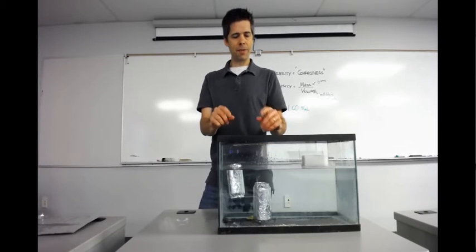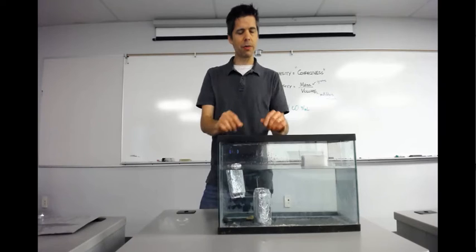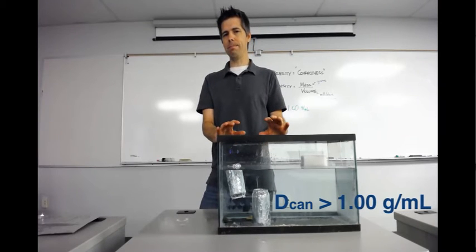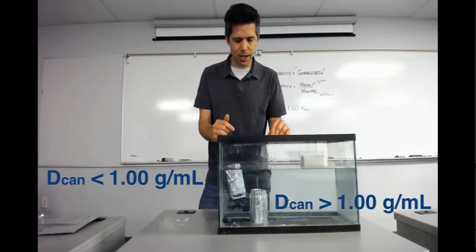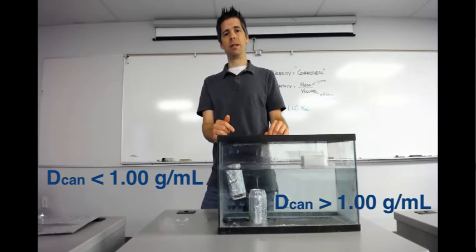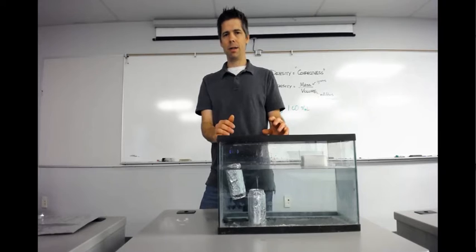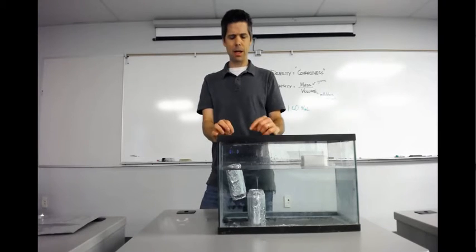You see, there's something different about these 2 cans of soda. This one over here apparently has a density more than 1 because it sinks to the bottom, while this can over here has a density less than 1. So what's going on? Why does one of the cans sink, but the other one floats?